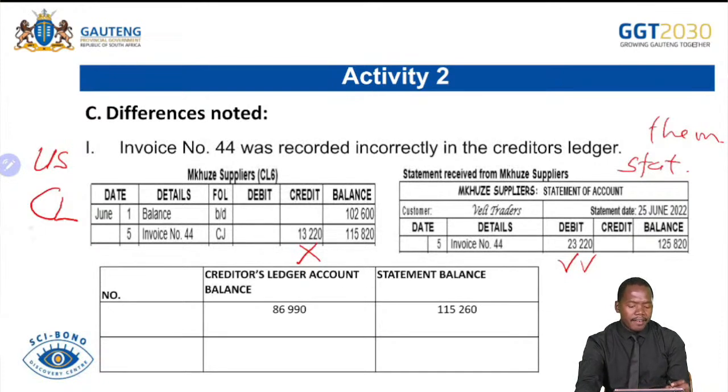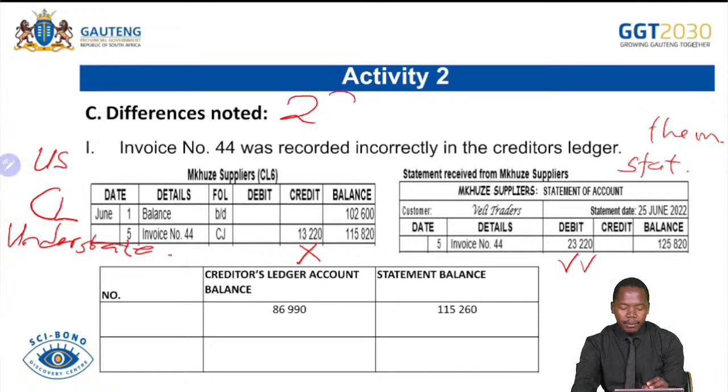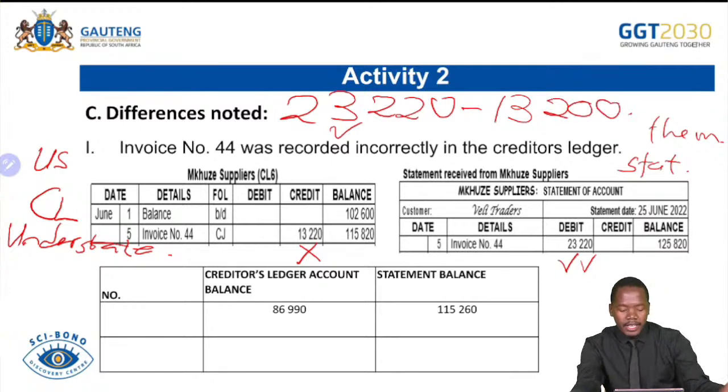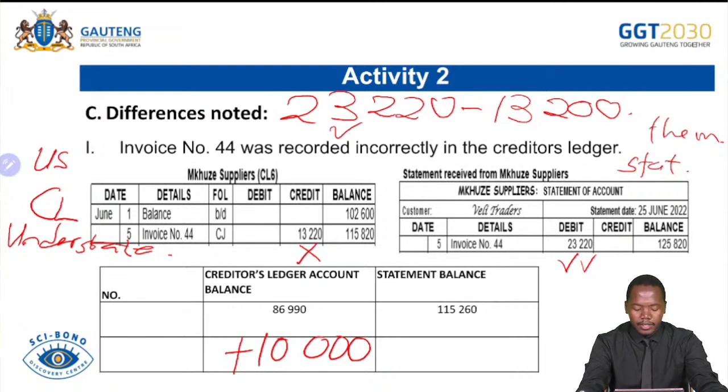First of all, we have understated this amount. If we understate, we will have to record the difference. Remember, the first thing we do if we've understated an amount, we need to find the difference. Now, for our difference, we will say 23,220, the correct amount, minus the wrong amount of 13,220. If you do your calculations here, you will remain with your 10,000 rands. This will become your 10,000 rands. I hope you've punched your calculators, grade 12s.